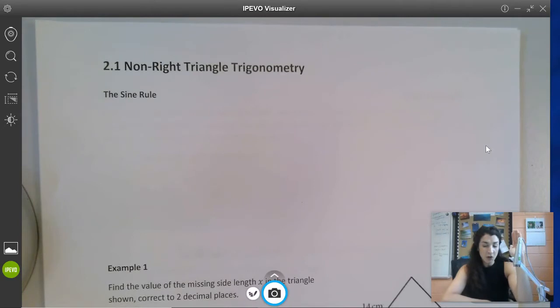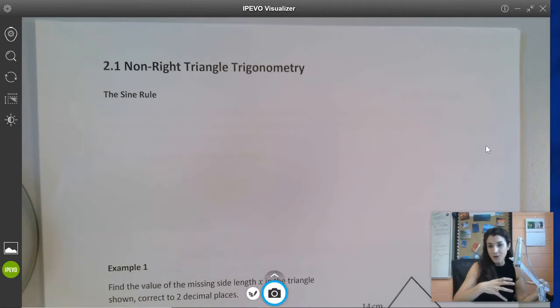So again, the things that we're going to learn in this first lesson are things that you can use on right triangles, but to just keep things in nice, neat categories, we're going to say these can only be used for non-right triangles.